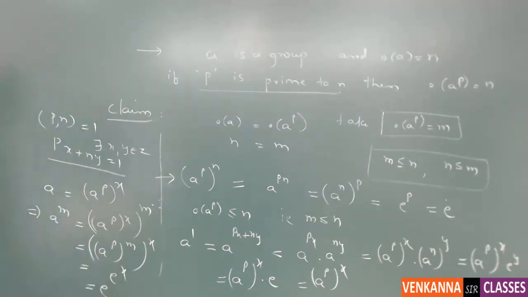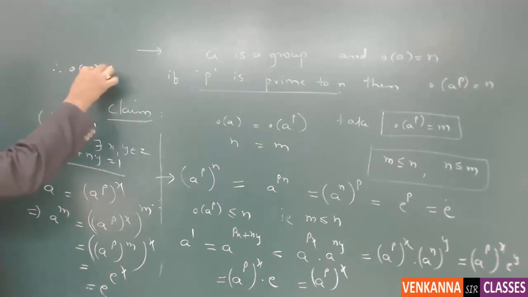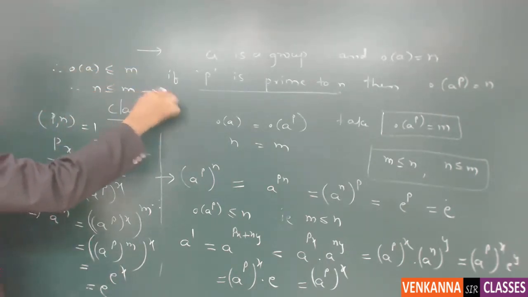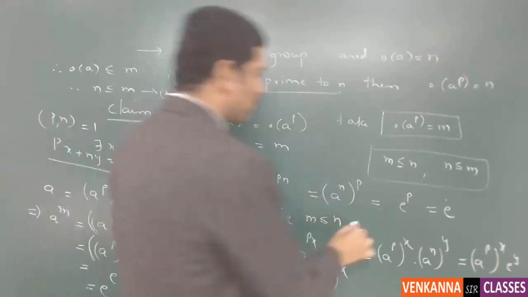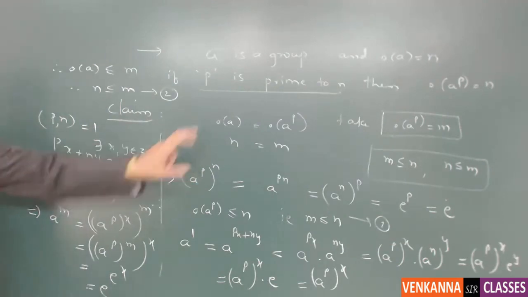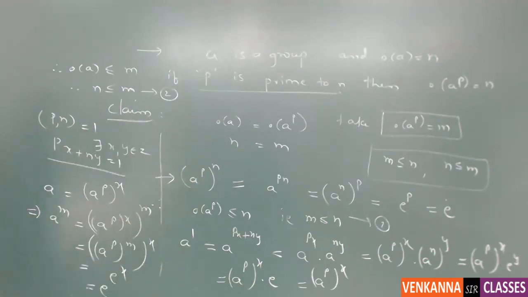So what I got? I have raised the element a power up to m times, so I got identity. Since I don't know whether m is the least value or not, I can say that the order of a is less than or equal to m. Therefore, n less than or equal to m. So from 1 and 2, I can say that m is equal to n. Therefore, the order of a is equal to the order of a power p.